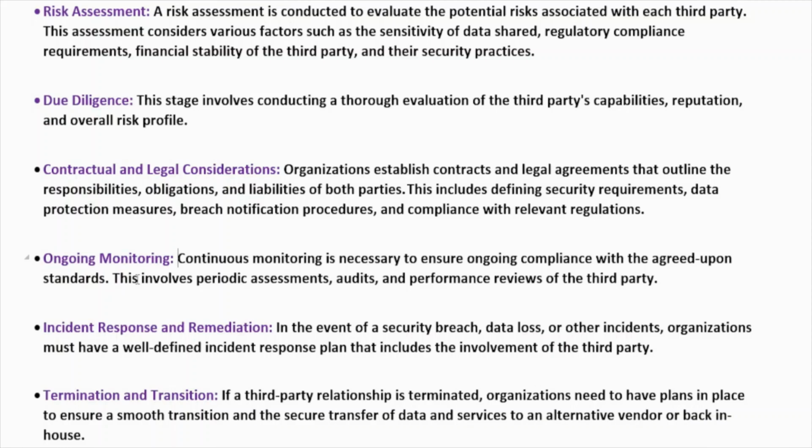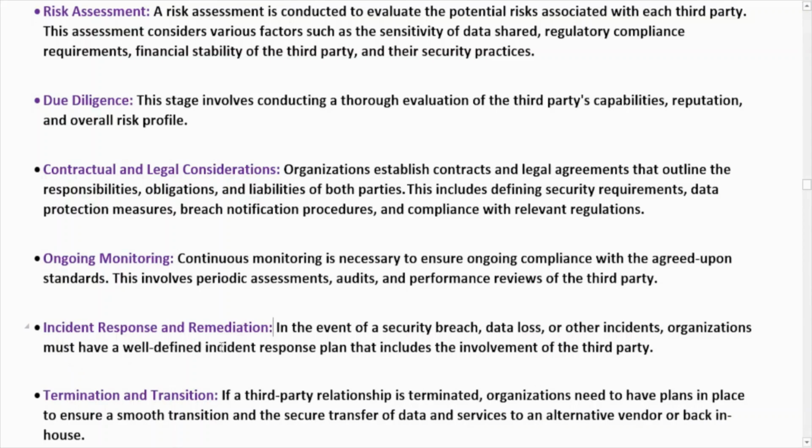In our example, the bank continuously monitors the payment processing company's security practices, their performance, and their compliance with the agreed upon standards as well. They also periodically assess the company's security controls and conduct audits to identify any vulnerabilities or any non-compliance issues as well. The next step is incident response and remediation.